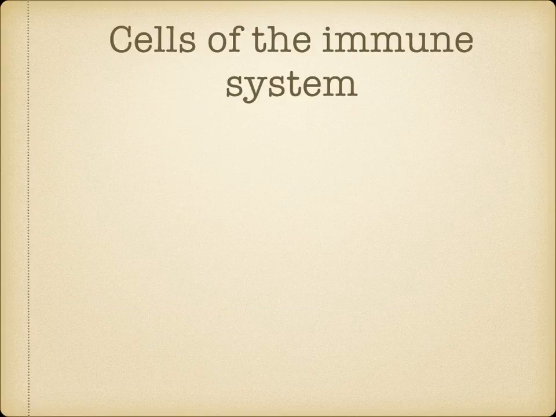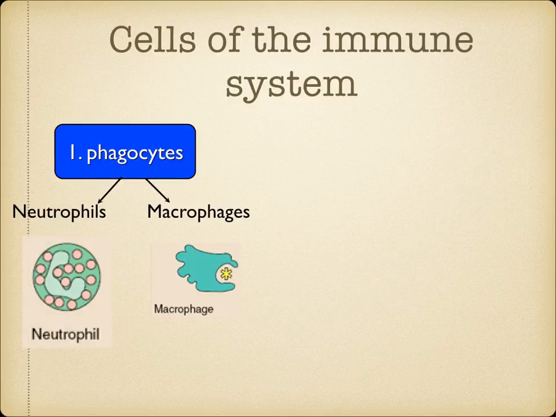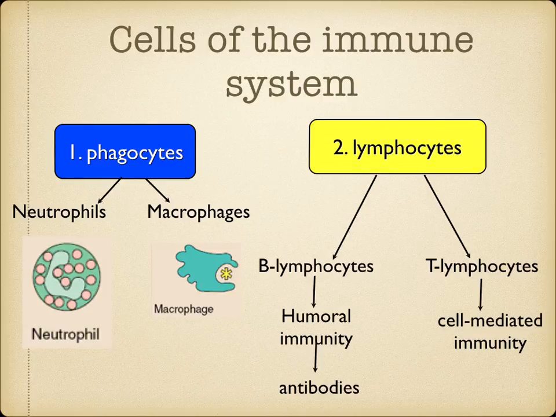Now, the last topic we discussed the cells of the immune system. Can you remember what they are? Well, you've got your phagocytes and lymphocytes. So today we're going to look at the B lymphocytes. Your lymphocytes comprise B lymphocytes and T lymphocytes. The B lymphocytes are involved in humoral immunity, so they secrete antibodies. Your T lymphocytes are involved in cell-mediated immunity.